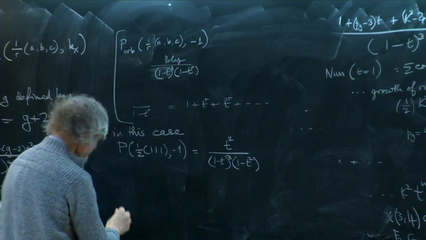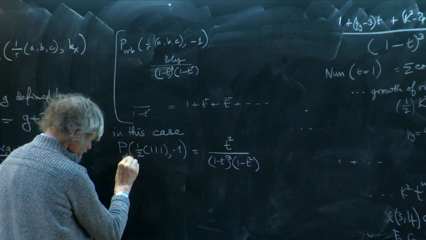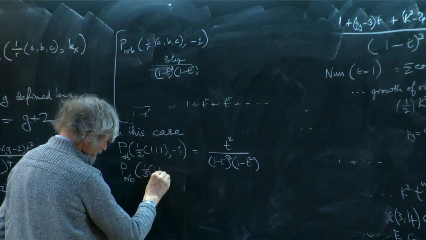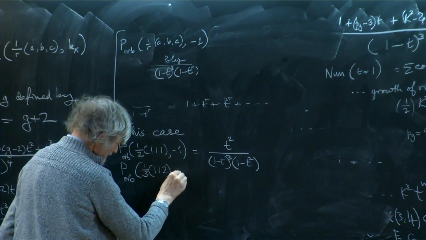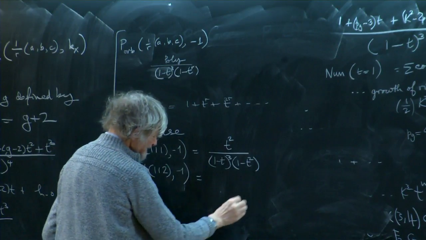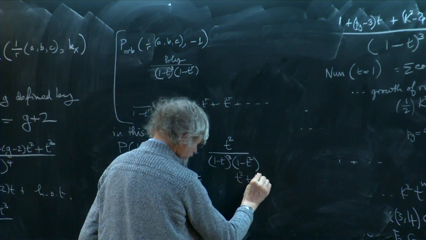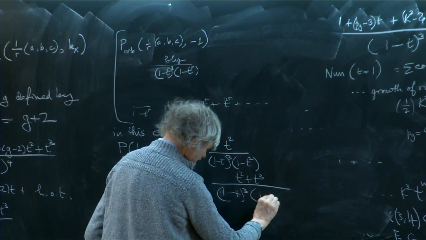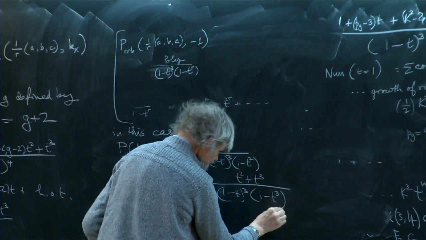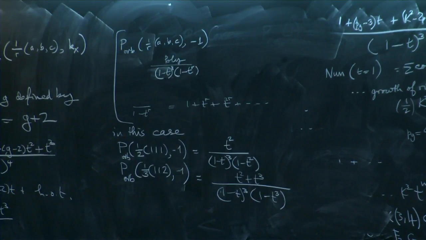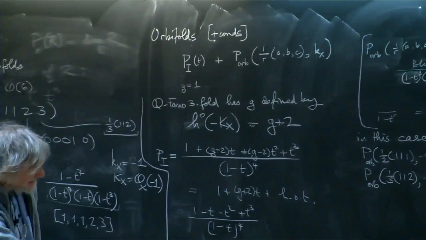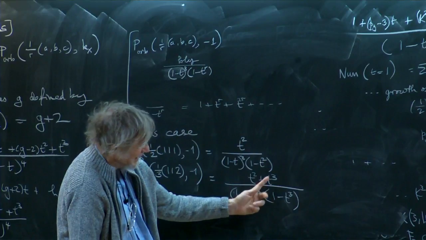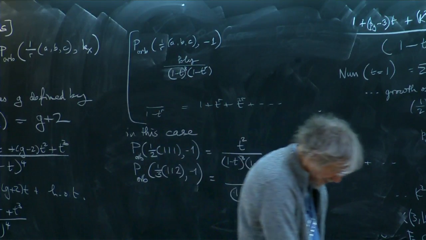And the P orb of 1/3 (1, 1, 2) minus 1 is t squared plus t cubed divided by 1 minus t cubed, 1 minus t cubed. So the narrative here is that every 3 days you get ice cream on the second day and ice cream on the third day, and then no ice cream on days that are 1 modulo 3.